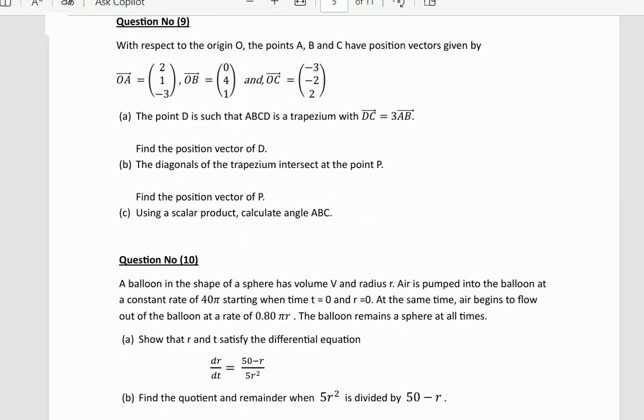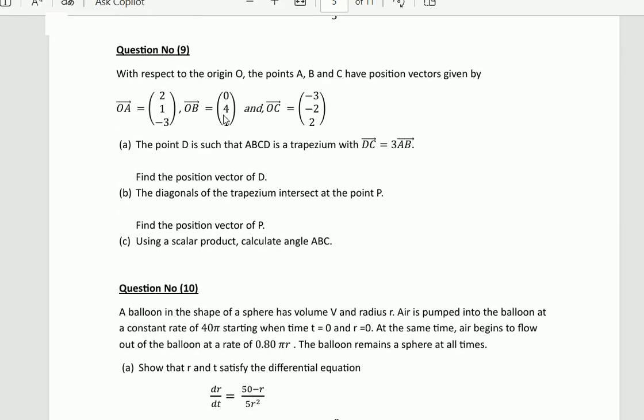Question number 9 is: with respect to the origin O, the points A, B and C have position vectors given by OA equals (2, 1, minus 3), OB equals (0, 4, 1), and OC equals (minus 3, minus 2, 2). Part A: the point D is such that ABCD is a trapezium with DC equal to 2AB.